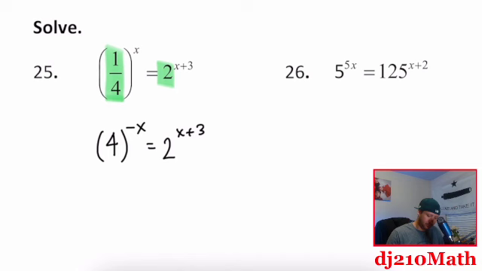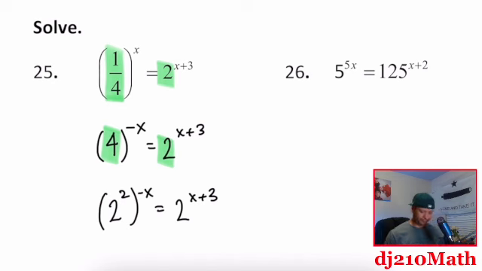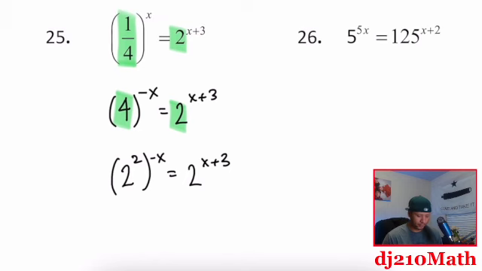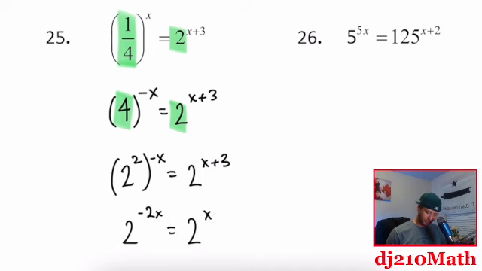All right, now the goal, because the fraction went away, how do I turn the 4 into a 2? Right, that's the question. Well, I can turn a 4 into a 2 by 2 squared. Negative x is still there. 2x plus 3. Okay, when we have a power that's raised to a power, you multiply. So this is going to be 2 to the negative 2x, 2x plus 3.